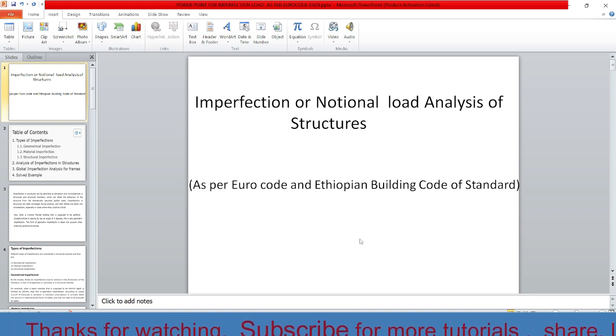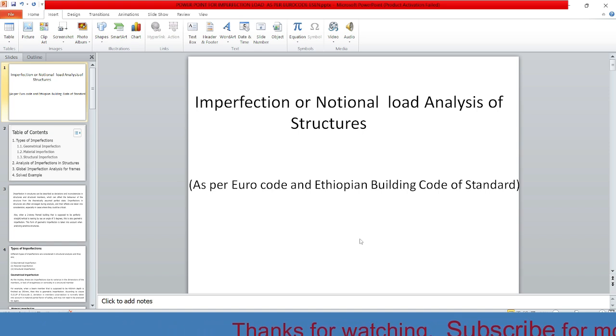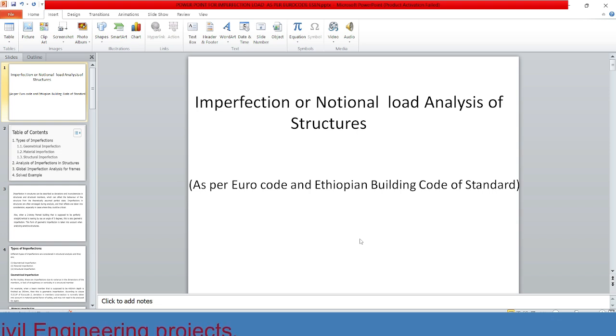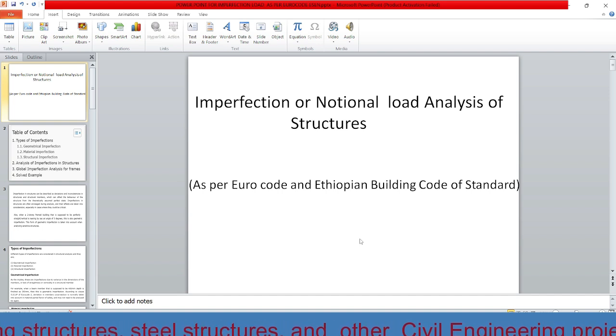the continuation of tutorial part 21, in which I have already shown you the detailed design of shear walls of this 20-story building.